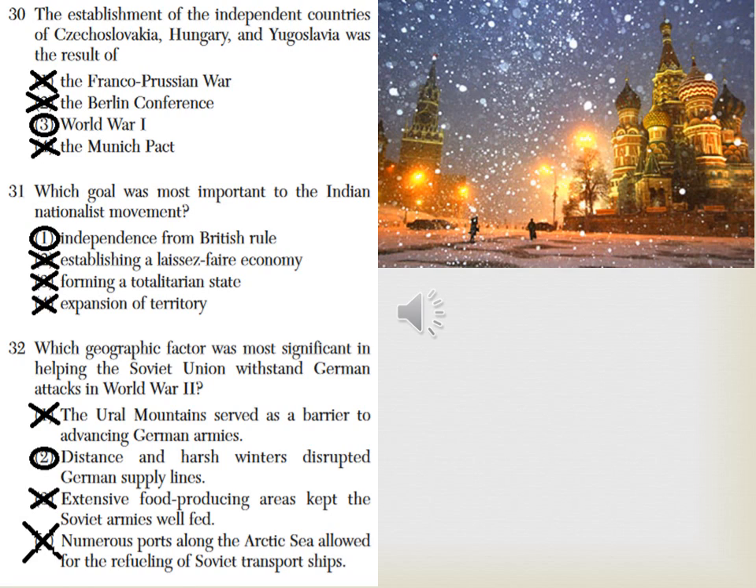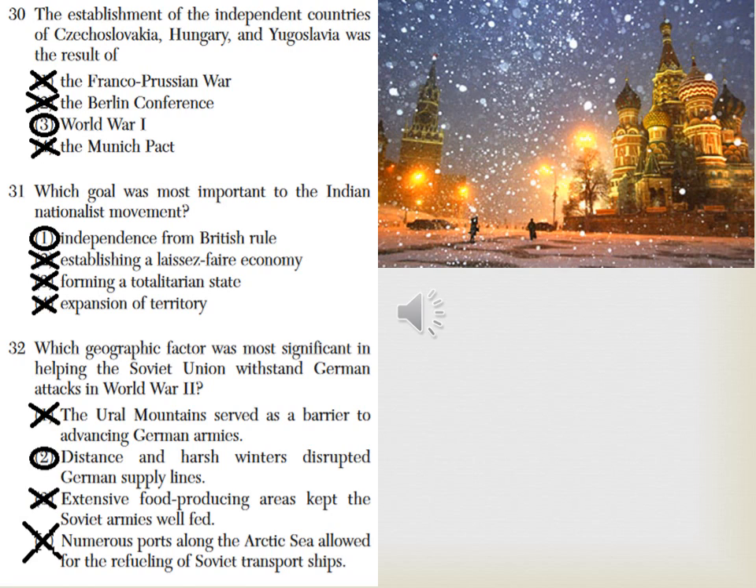Okay, question number 31. Which goal was the most important to the Indian nationalist movement? Is it 1, independence from British rule? Is it 2, establishment of laissez-faire economy? Is it 3, forming a totalitarian state? Or is it 4, expansion of territory?